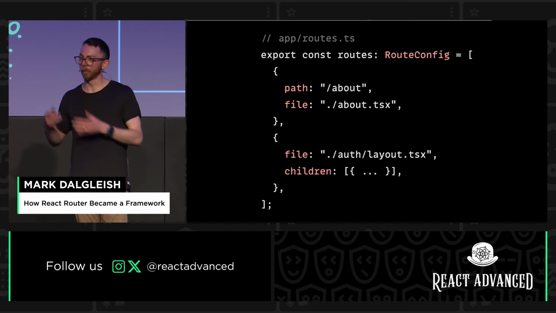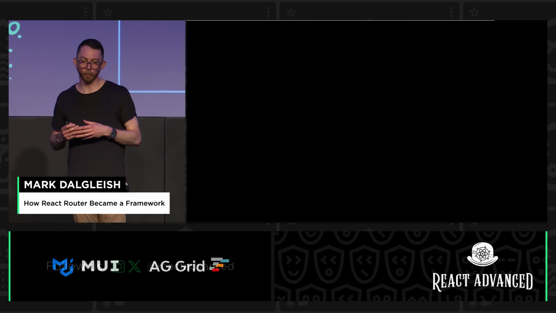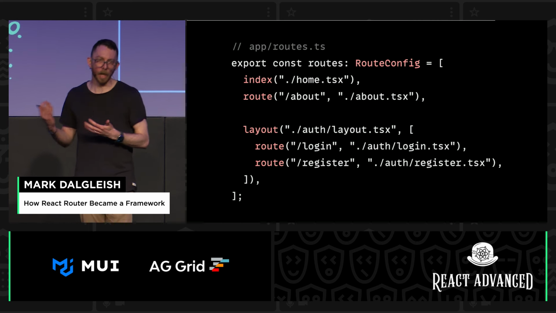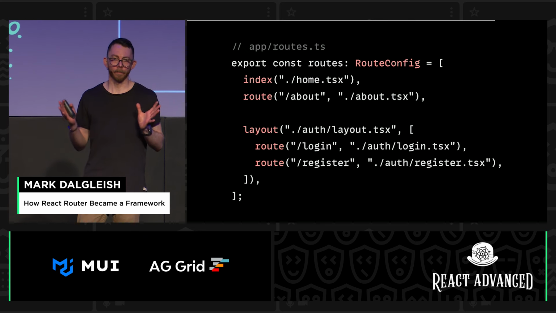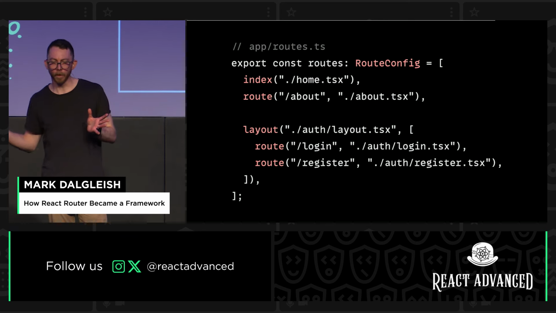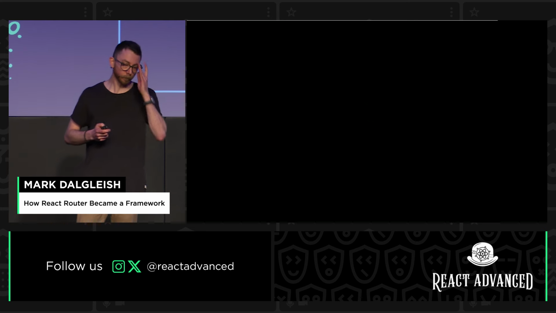Now, in practice, we don't really want you to be defining these objects. Instead, we've given you these clean helper functions for generating them in a nice type-safe way. And you've also got that route config type to make sure the entire route tree is valid. But all of this is evaluated at build time, and it's all pointing to separate splittable route modules on disk.